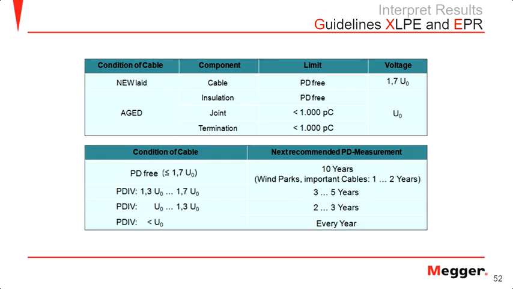Typically, your next recommended PD measurement is between 3 to 5 years. If you have something between your operating voltage and 1.3 times operating voltage, do it every 2 to 3 years. If it's less than your operating voltage, do it every year. So that dictates your guidelines for XLPE or EPR cables.